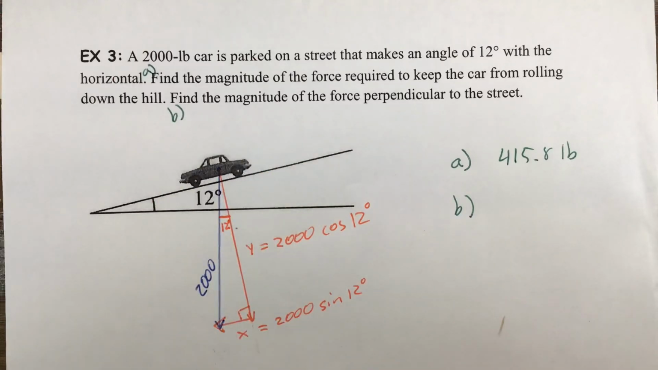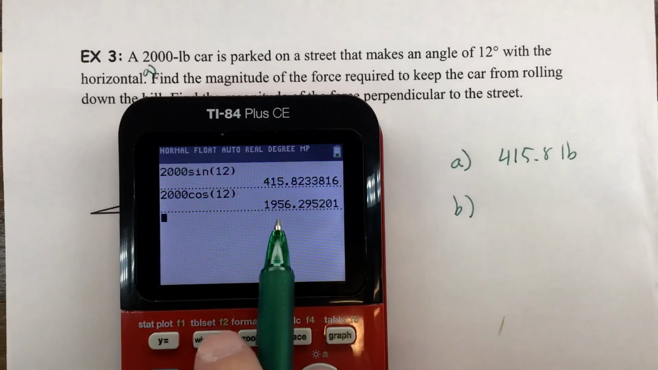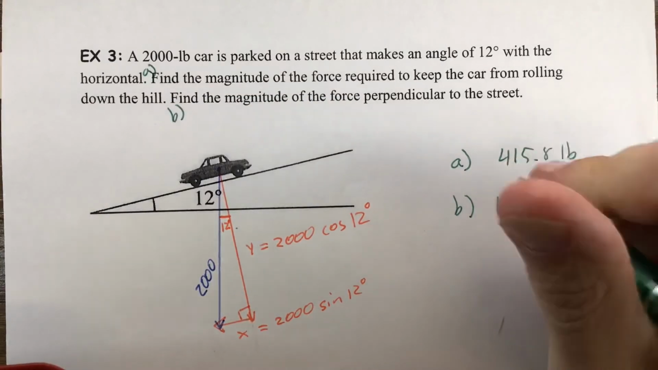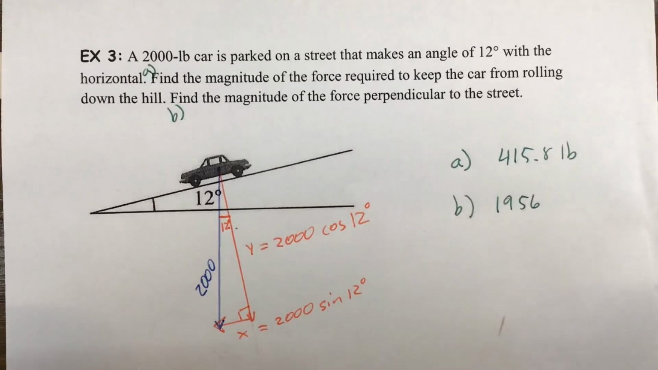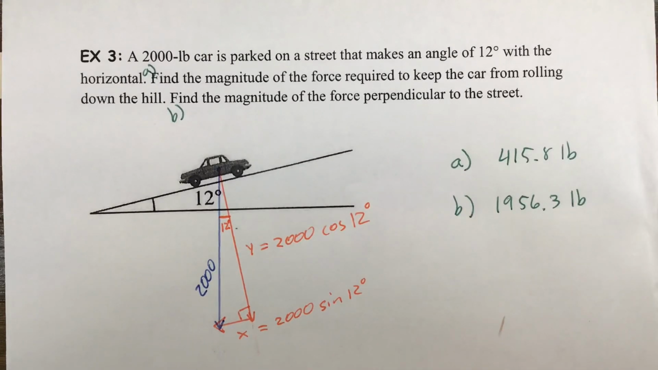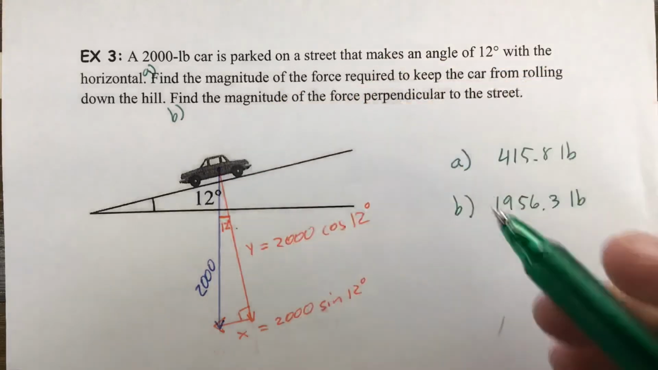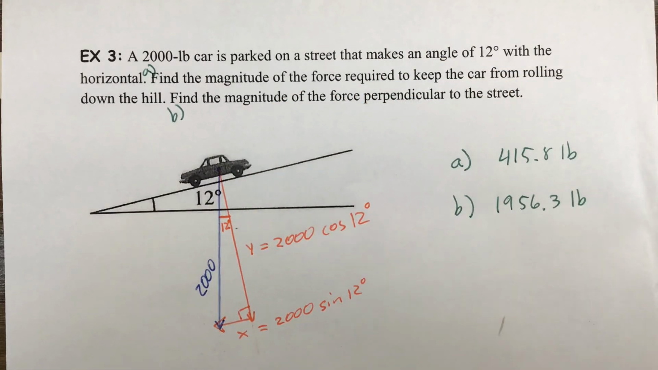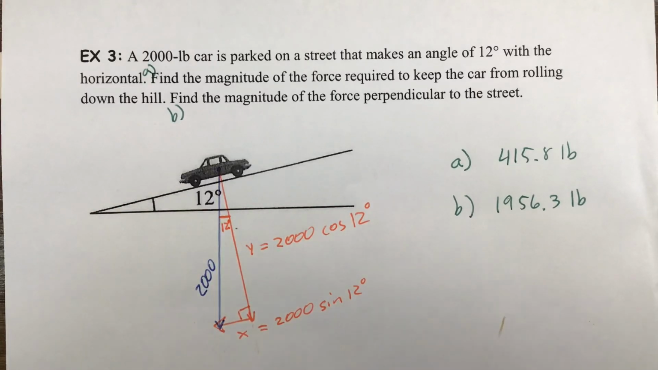Your B is going to be a bigger value here. We're going to get 2,000 times the cosine of 12, significantly bigger. You get 1,956.3 pounds. So the majority of the 2,000 pounds is actually being absorbed by the road over here with the 1,956. And just 415 pounds is being applied to move the car down the hill.